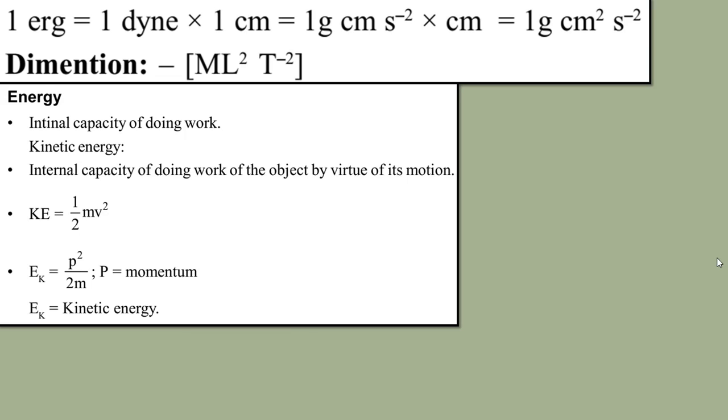Kinetic energy is the internal capacity of doing work of an object by virtue of its motion. By virtue of its motion, some internal capacity for doing work is generated in the body or the object, and that energy is called the kinetic energy. Kinetic energy is equal to half m v square. Ek is equal to p square divided by 2m, where p is momentum and Ek is kinetic energy.